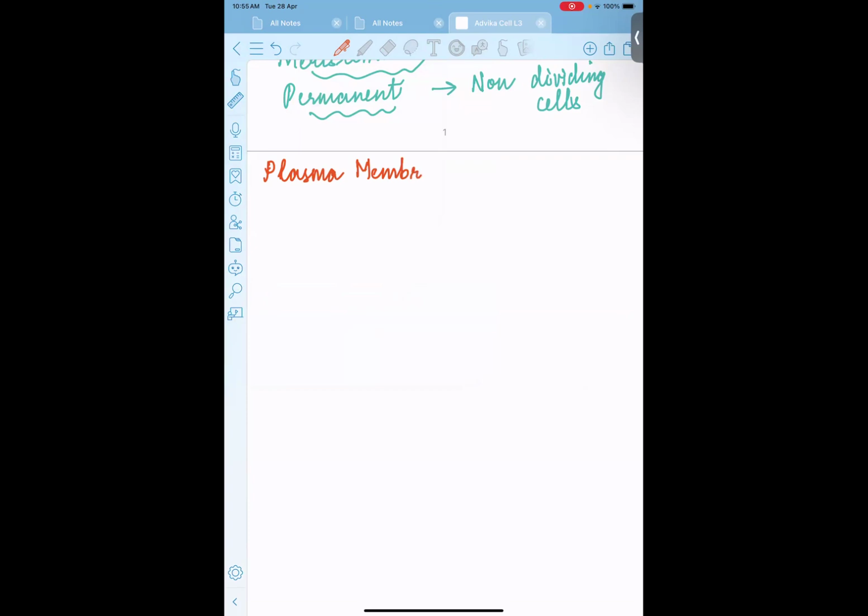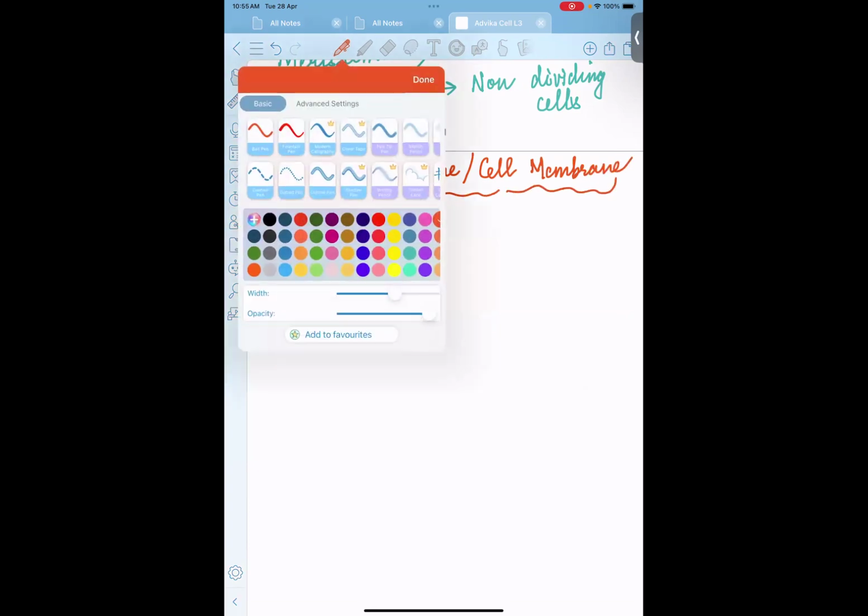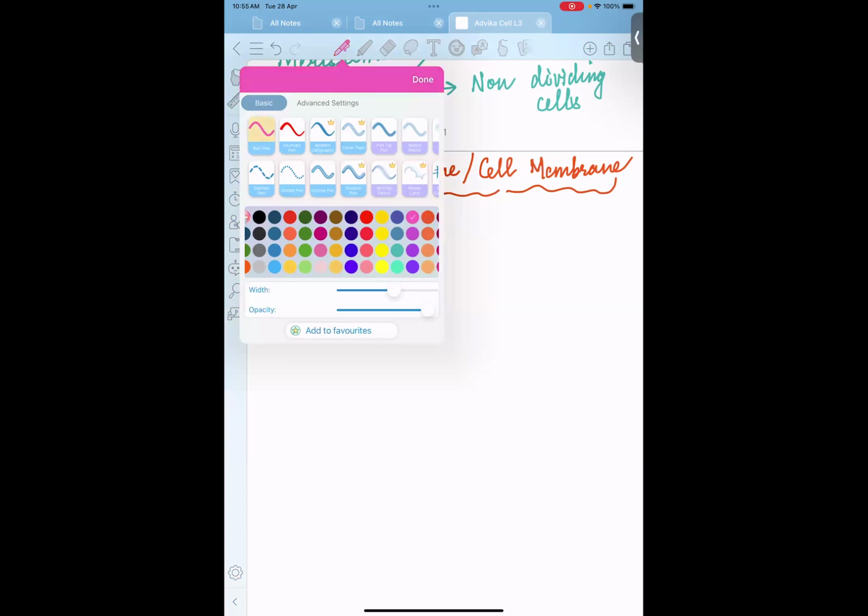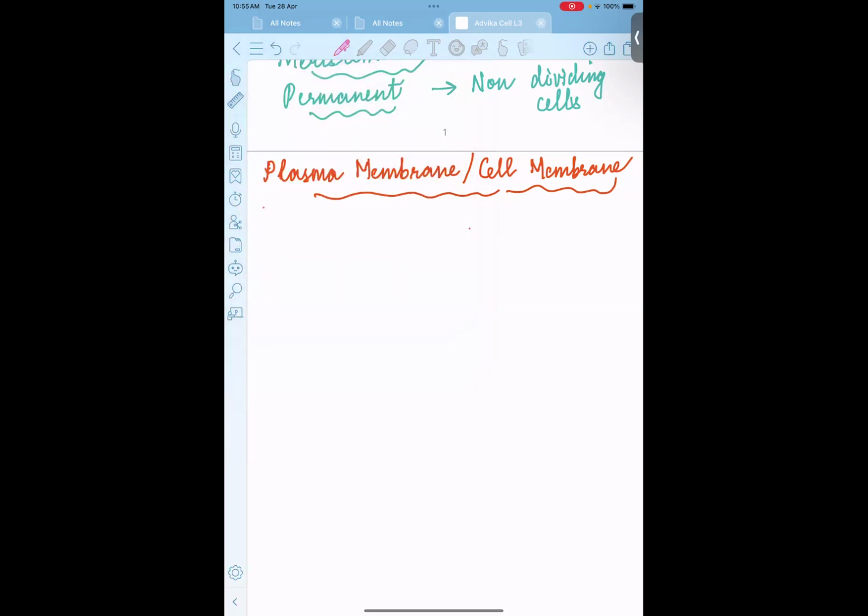Cell membrane. Correct. Both are the same. So plasma membrane and cell membrane are the same. If we say plasma membrane or cell membrane, we should not get confused. They are the same. Now, be it the plant cell or the animal cell, both of them will have this plasma membrane.